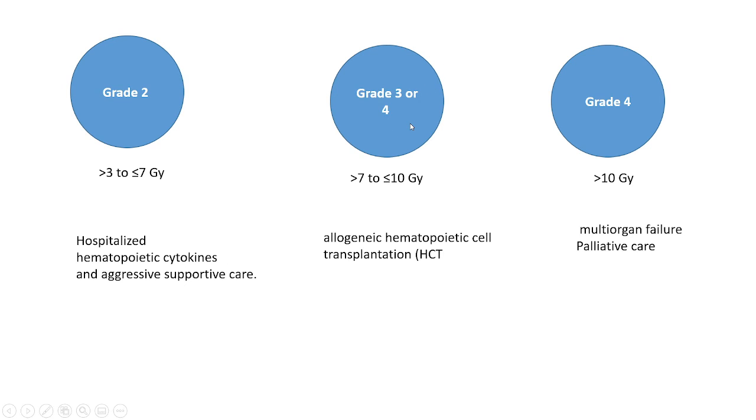Then grade 3 is more than 7 but less than 10 grays, and grade 4 is when the patient is exposed to more than 10 grays of radiation. Grade 4 patients have multi-organ failure and they should be dealt with under palliative care. Patients with grade 3 are the ideal candidates for hematopoietic stem cell transplantation.